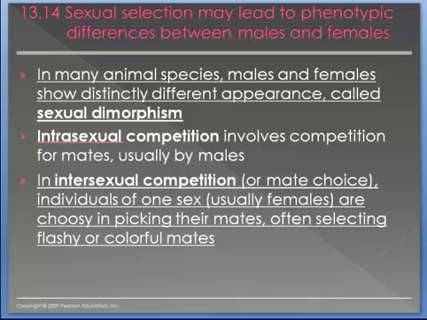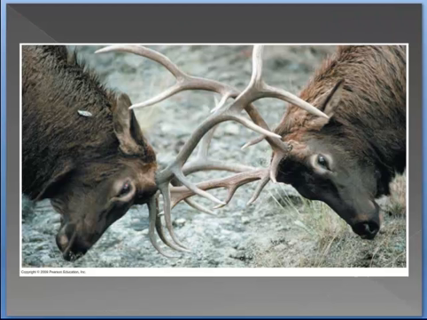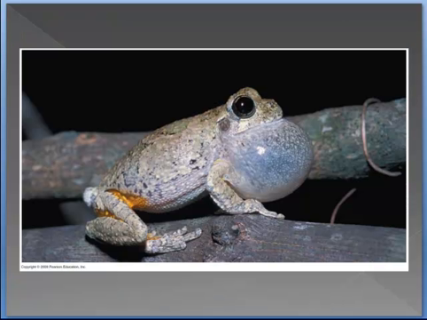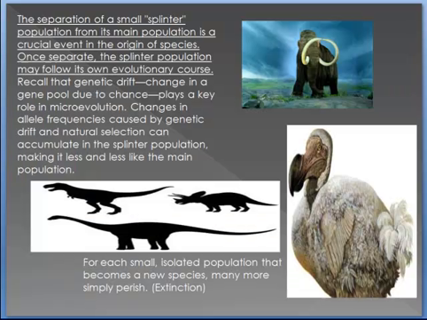Intrasexual competition involves the competition for mates, and it's usually put on by males. So you can think of that as deer fighting for their mate, or peacocks trying to strut their stuff in front of the female in order to attract them to get to mate with them, or even peepers based on their call. Females will choose to mate with that individual that has the best sound.